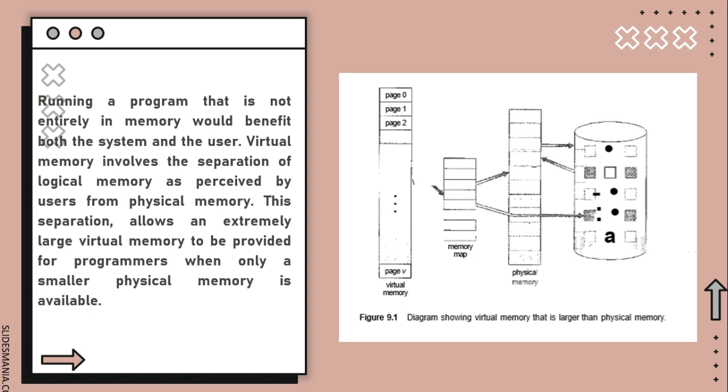The virtual address space of a process refers to the logical view of how a process is stored in memory. So, in fact, physical memory may be organized in page frames, and the physical page frames assigned to a process may not be contiguous. It is up to the memory management unit to map logical pages to physical page frames in memory.